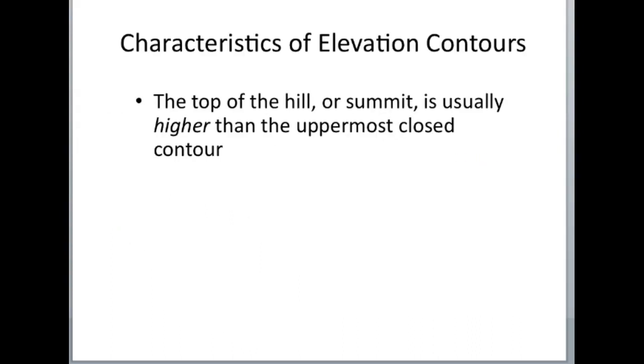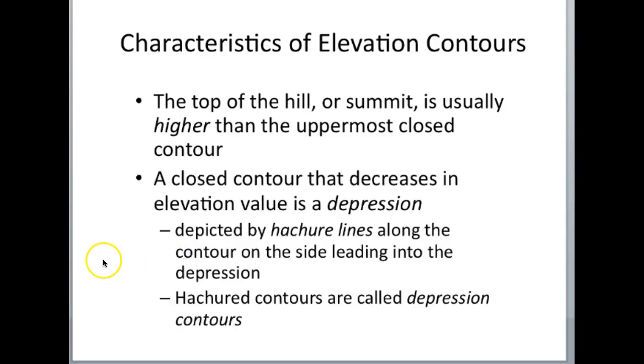Other things to keep in mind are that the top of the hill or the summit is usually higher than the uppermost closed contour. We'll take a look at that a little bit later. As well, a closed contour that decreases in elevation is a depression. As I said, these are depicted by the hachure lines along the contour on the side leading into the depression, and the hachured contours are called depression contours. Hachured, you can just think of as a fancy name for little hash marks, or I should say perpendicular lines extending off of the contour line.